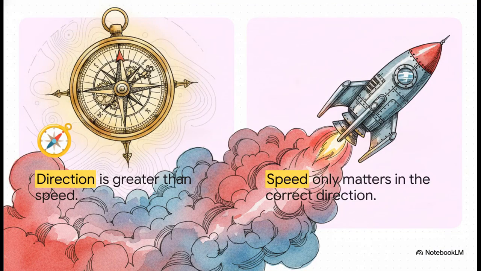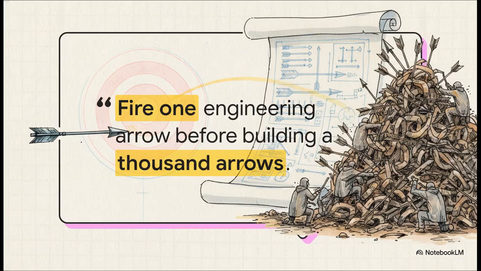Next, here is your one minimalist formula. Direction is greater than speed. Moving quickly is entirely useless if you're running the wrong way. Speed literally only matters when you are already moving in the correct direction. Then we have your one mental model. Fire one engineering arrow before building 1,000 arrows. You absolutely must test your trajectory in the real world before you mass produce an untested assumption.